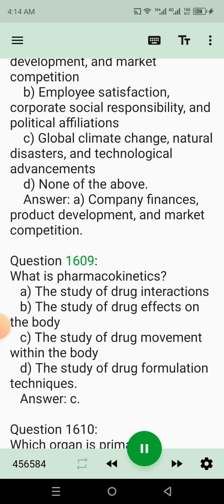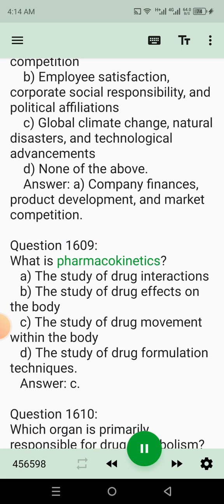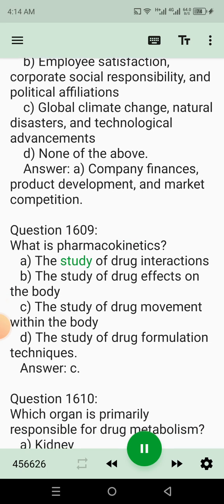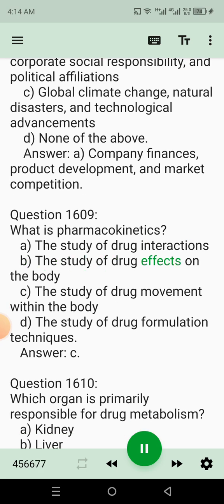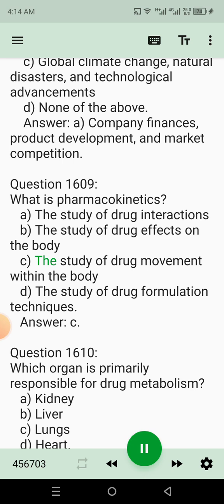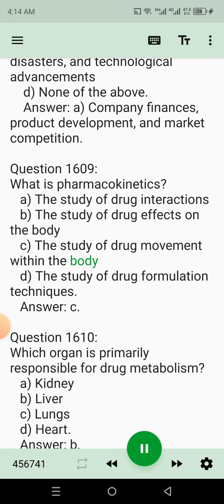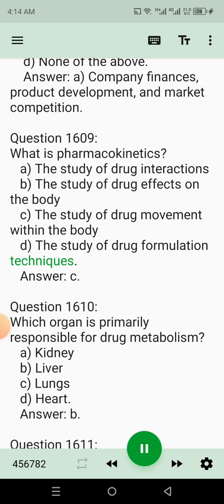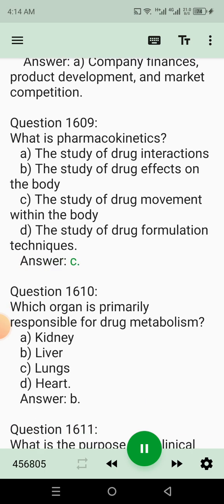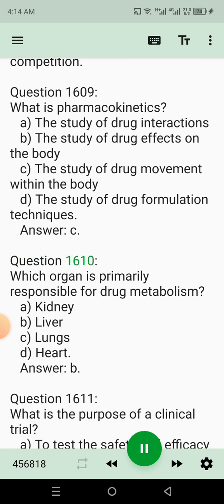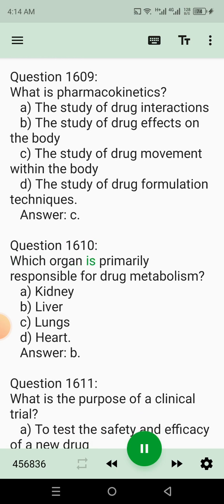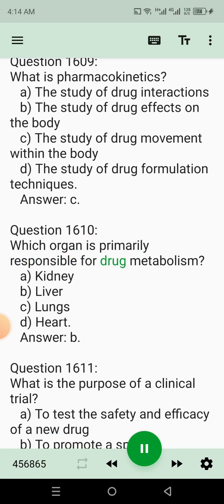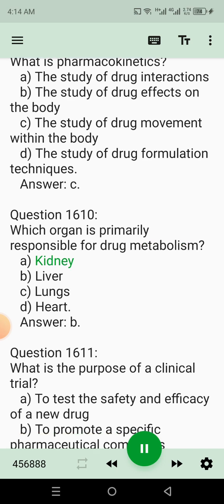Question 1609. What is pharmacokinetics? A. The study of drug interactions. B. The study of drug effects on the body. C. The study of drug movement within the body. D. The study of drug formulation techniques. Answer: C. Question 1610. Which organ is primarily responsible for drug metabolism? A. Kidney.